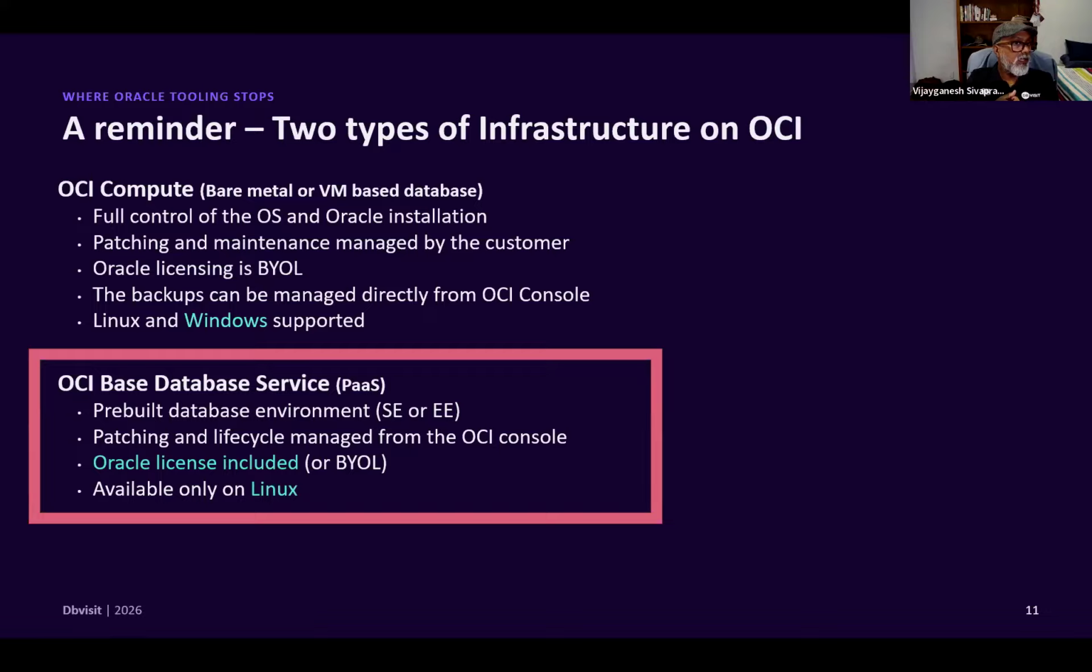And for this OCA compute, both Linux and Windows are supported. When it comes to OCA-based database service, the database is pre-built for both SE and Enterprise Edition. Patching and lifecycle are managed by the OCA console. With just a click of a button, you could patch your systems, both your grid infrastructure and your database, everything can be patched. And the main thing is Oracle licenses are included, or you can bring your own license as well. The one key thing is this is only available on Linux platforms. I have not seen any Windows platform-based database services. And so these are the two main aspects when it comes to OCA infrastructure as a service.